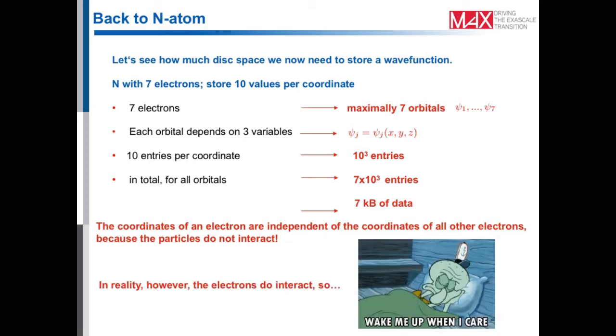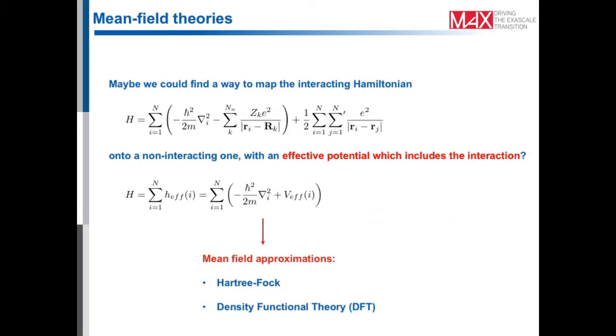However, they do interact. So is this important at all, what we have seen so far? Well, that's where the mean field theories come in. So what we want to do here is to try to find a way to map this interacting Hamiltonian onto a non-interacting one. And so we want to pretend that we have a system of non-interacting particles with some effective potential which might include this interaction, right? And then we land with the mean field approximations, essentially. So basically, each electron sees the potential as some mean field produced by all the other electrons, right?